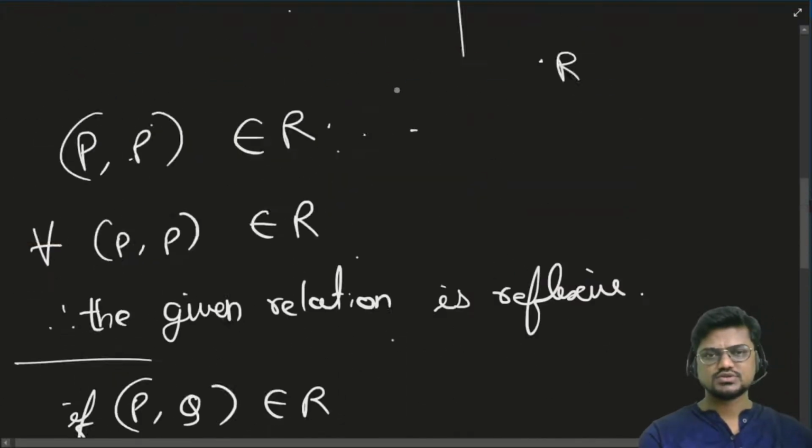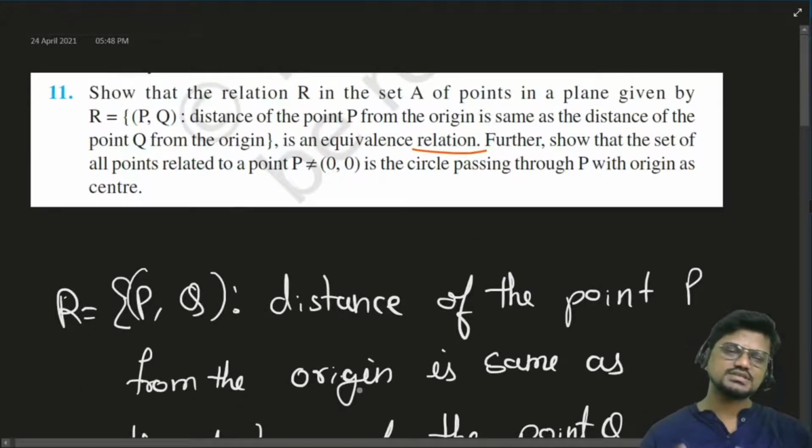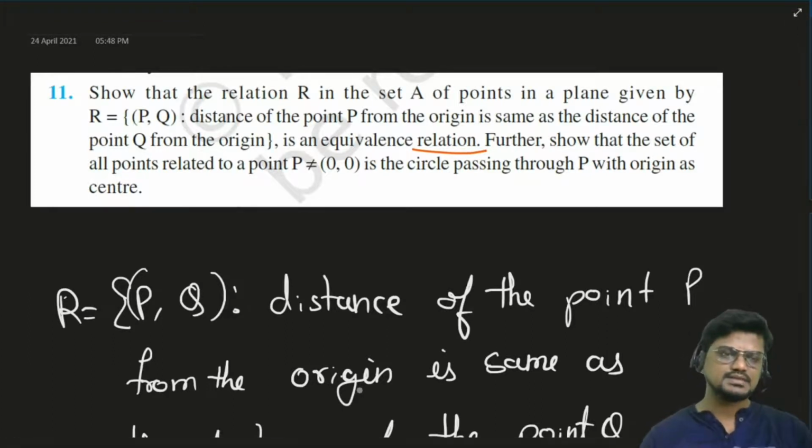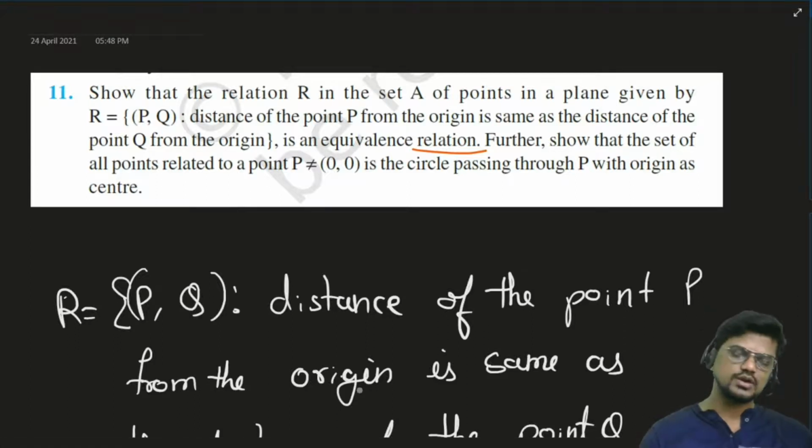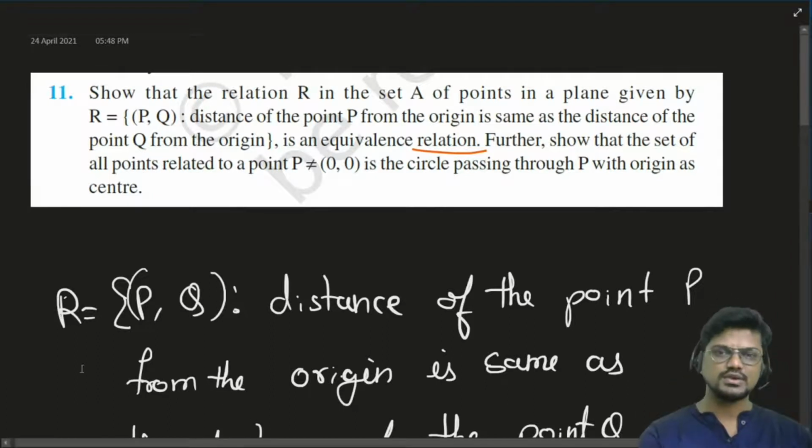Now let's go to the next question. This is how you just have to compare the elements with themselves first, then replace them. If P comma Q belongs to the relation, and Q comma R belongs to the relation, and P comma R also belongs to the relation, you can say that the given relation is transitive. Simple. Fine. Now let's go to the next one.